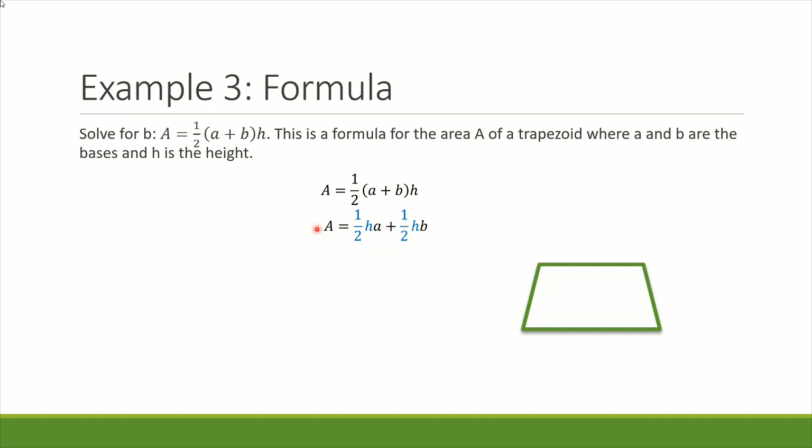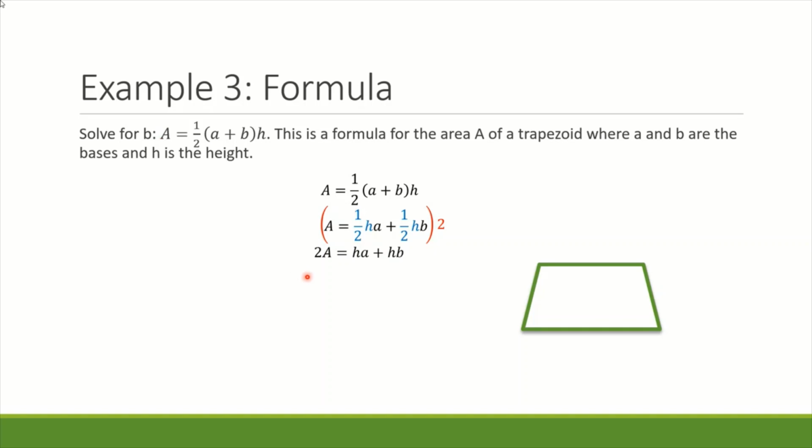Now I want to get rid of the 2's, so I'm going to multiply both sides by 2. When I do that, I get 2a. 1/2 times 2 is actually 1, so it cancels, leaving me with just hA, plus the 2 times 1/2, that cancels. 2 over 2 is just 1. 1 times hB is just hB.